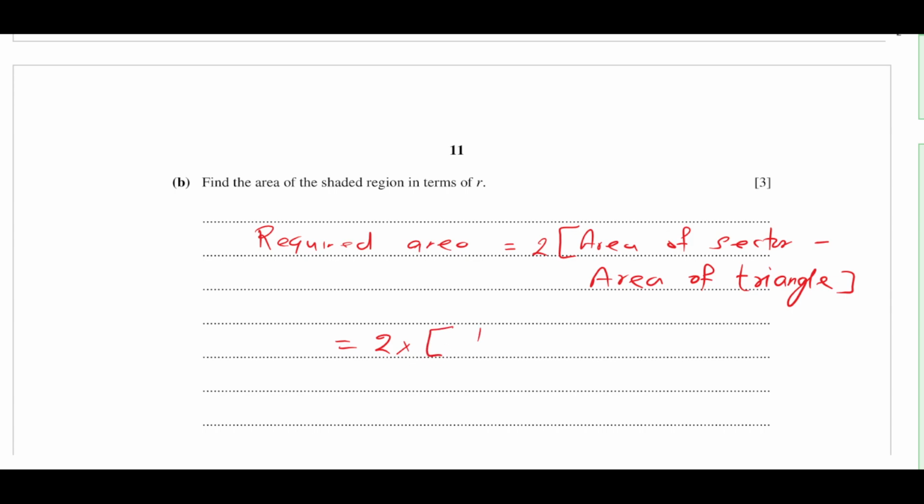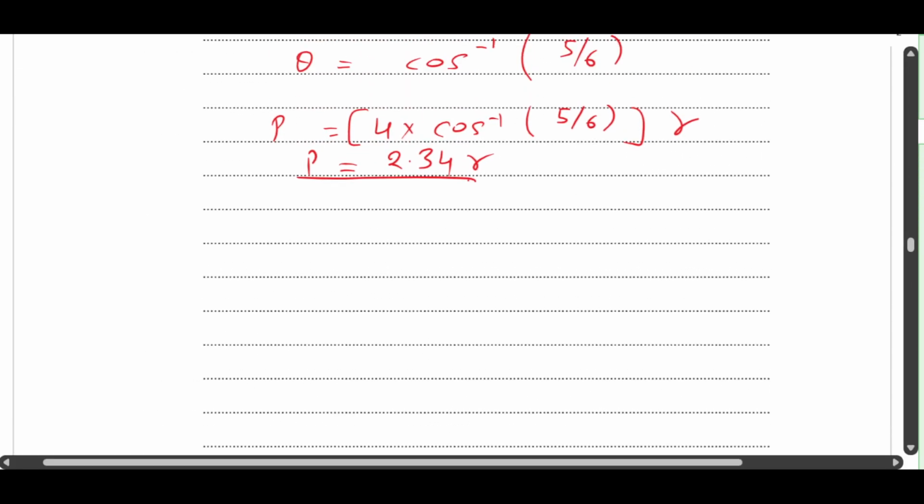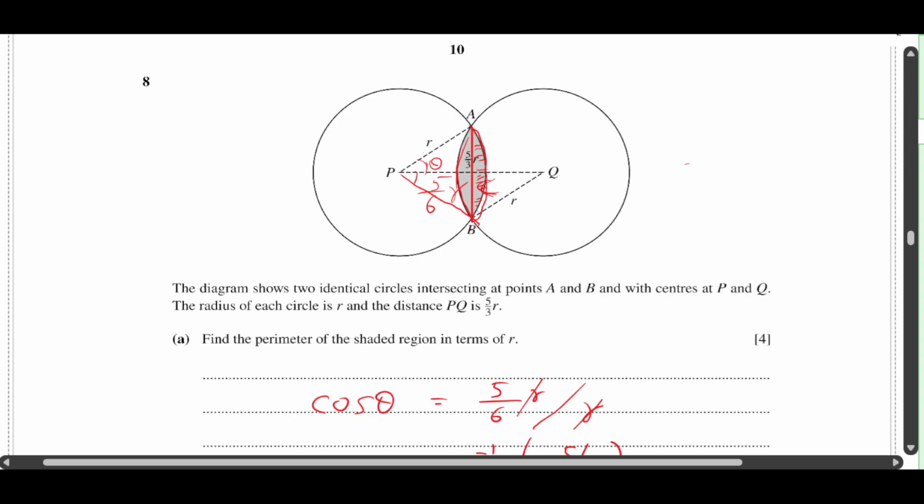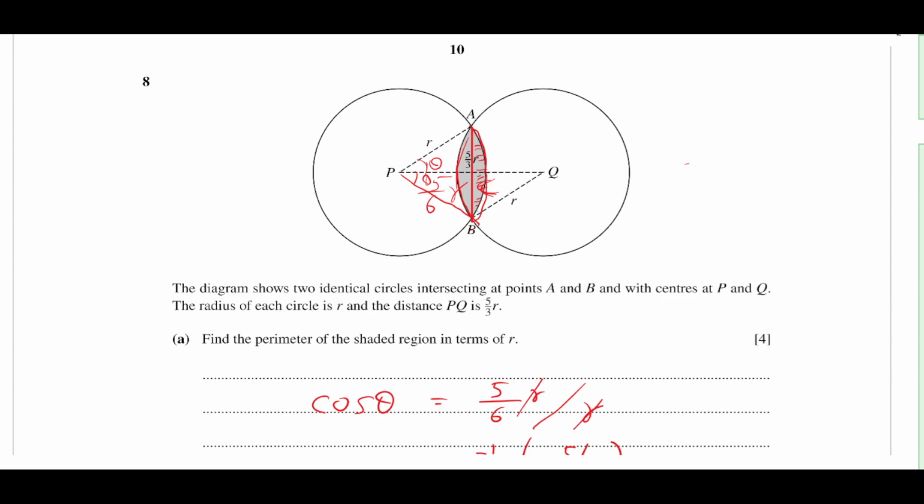Area of sector is what? Half R square, and here it will be 2 theta. Right, now it will be 2 theta because theta, you can see what I have marked. So half R square times 2 theta. This is theta and this is also theta. Now for this particular triangle, what is the area?